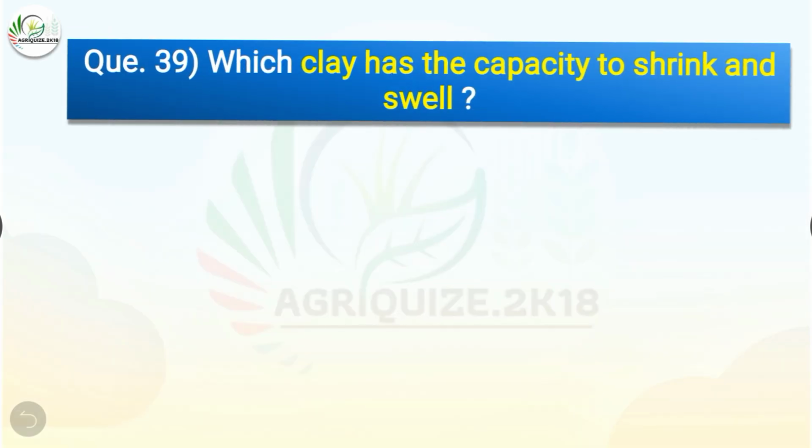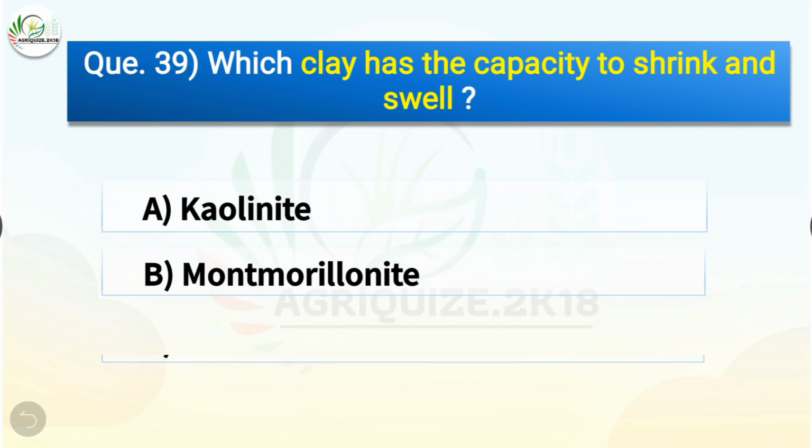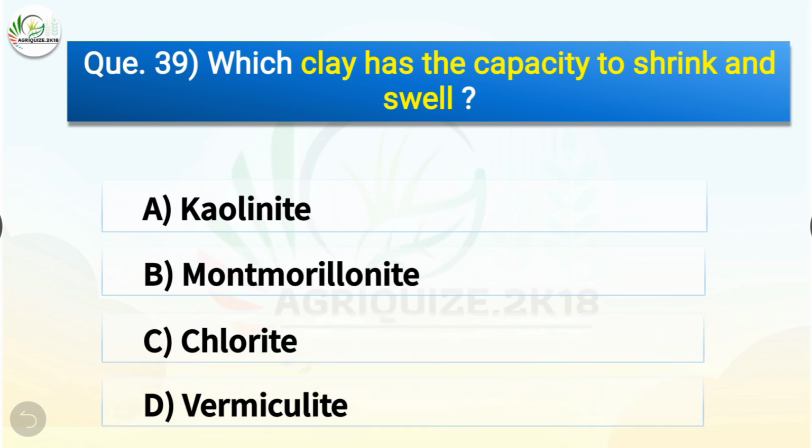Question number 39. Which clay has the capacity to shrink and swell? And the options are kaolinite, montmorillonite, chlorite, or vermiculite. The correct answer is option A, kaolinite. So kaolinite clay has the capacity to shrink and swell.